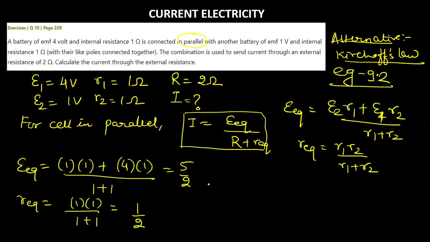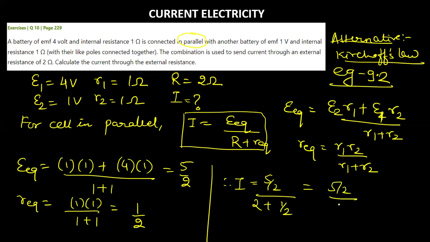Now simply substitute these values. Current will be equal to 5 by 2 upon 2 plus 1 by 2. 2 plus 1 by 2 is also 5 by 2. So that is 1 ampere. So within 2 minutes, you can get the answer.